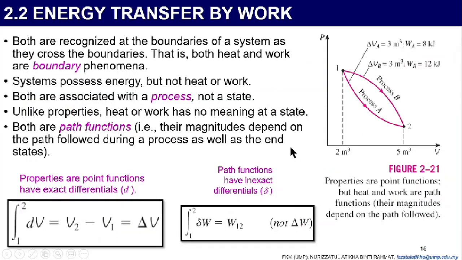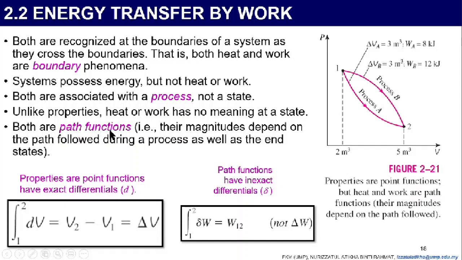A little more explanation on energy transfer by work. Both are recognized at the boundaries of a system as they cross the boundaries. That is, both heat and work are boundary phenomena. A system possesses energy, but not heat or work. Both are associated with a process, not a state. Unlike properties, heat or work has no meaning at a state.